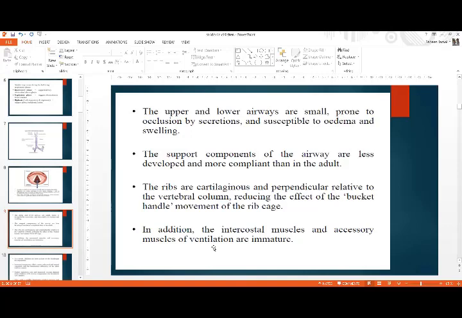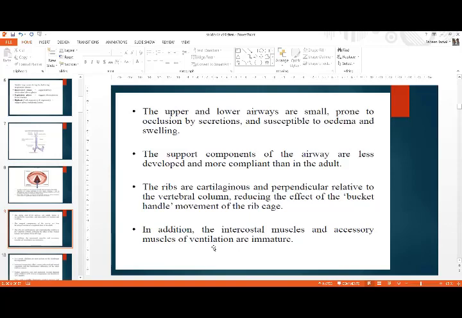So, first, the airway is narrow as compared to adults, and it is further hampered by any inflammation, edema, or foreign body, causing narrowing and increased resistance to airflow. Then the airways are also smaller in size, more prone to occlusion by secretions and edema and swelling.